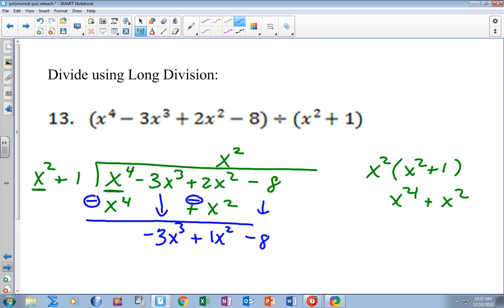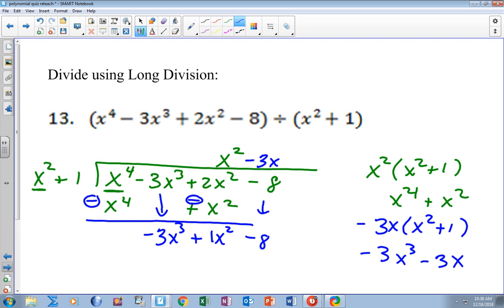So then we say, what times x squared will give us negative 3x to the 3rd? Well, that's going to be negative 3x. There's not an x term up here. You could have held its place by putting a 0x if you'd like to. You don't have to. So now we're going to take negative 3x and multiply that through x squared plus 1. So distribute that through. That's going to give us negative 3x to the 3rd minus 3x.